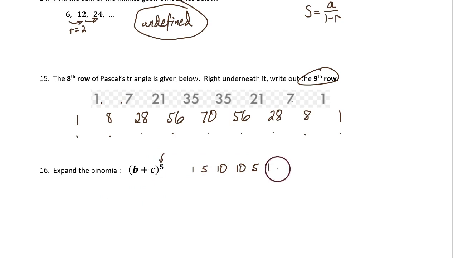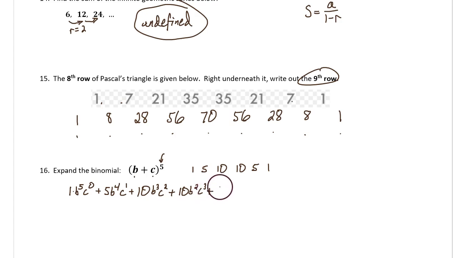Now let's use those coefficients along with this term and this term to create the expansion. It's 1 times b to the 5th, c to the 0, plus now 5 times b to the 4th, c to the 1, plus now 10 times b to the 3rd, c to the 2, plus now 10 b to the 2, c to the 3, plus 5 b to the 1, c to the 4, plus 1 b to the 0, c to the 5.